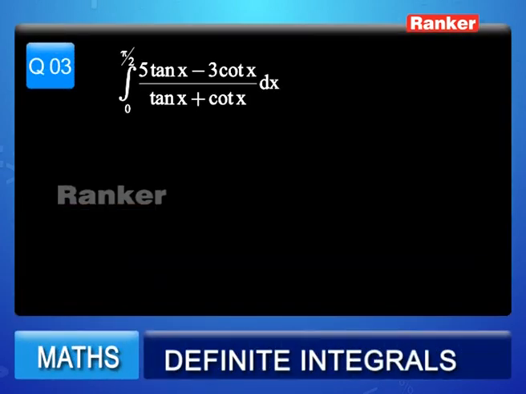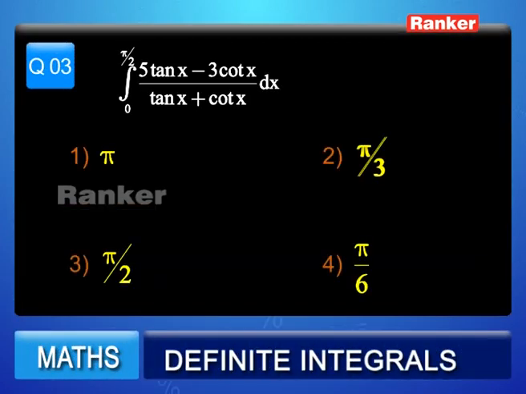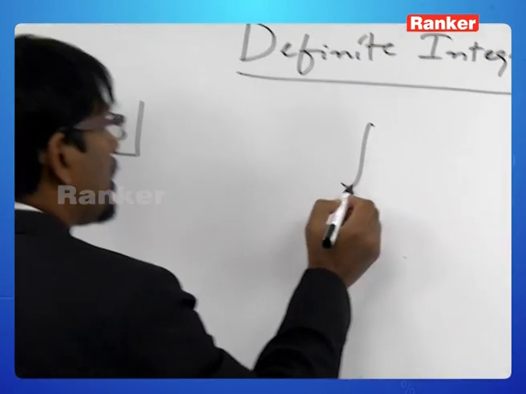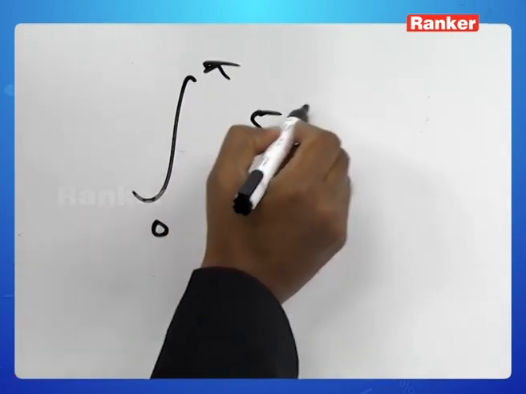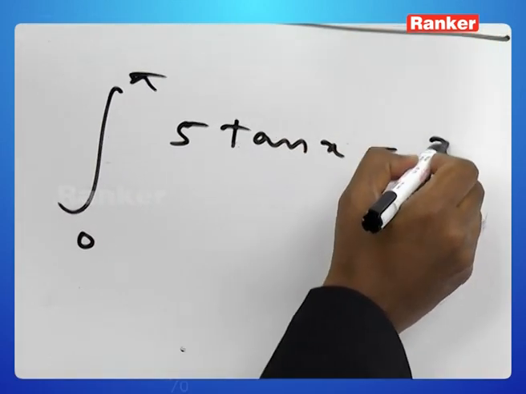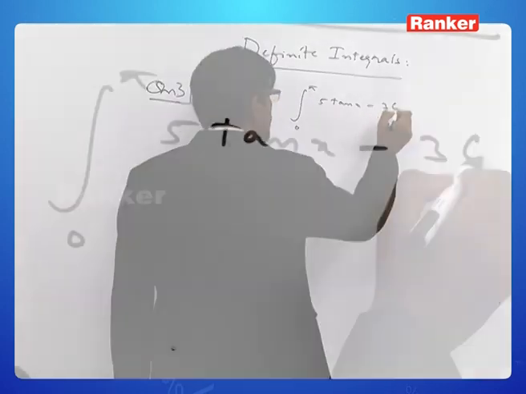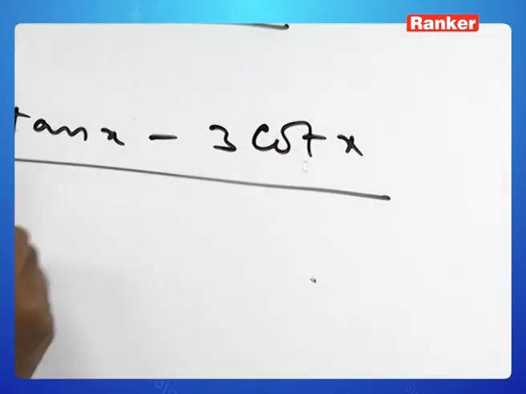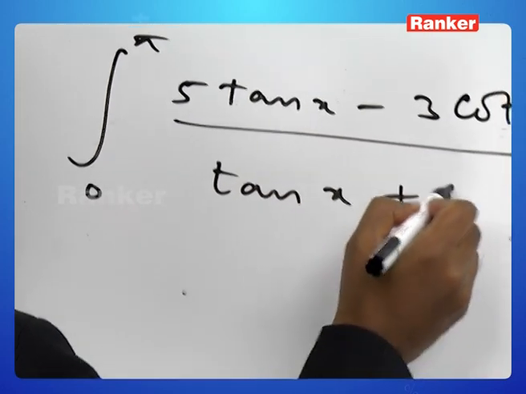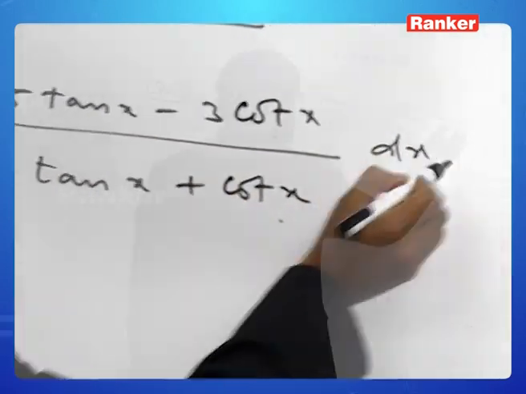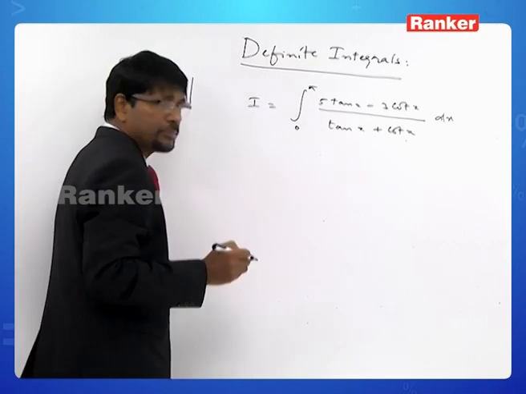Let's move on to the third question. Integral 0 to pi by 2 of 5 tan x minus 3 cot x by tan x plus cot x dx. First option pi, second option pi by 3, third option pi by 2, fourth option pi by 6. So let's see how it goes here. Integral 0 to pi by 2 of 5 tan x minus 3 cot x by tan x plus cot x. Let's call this integral I.